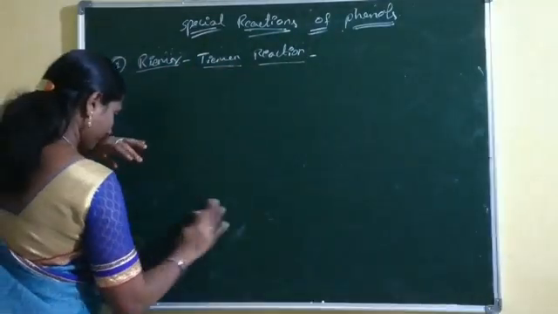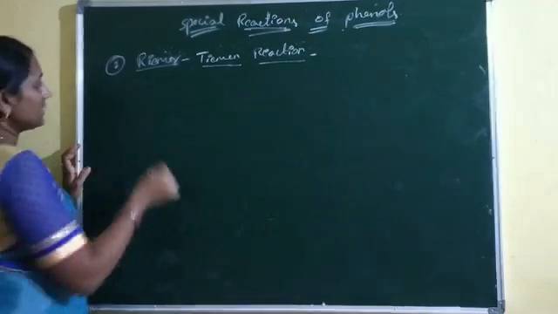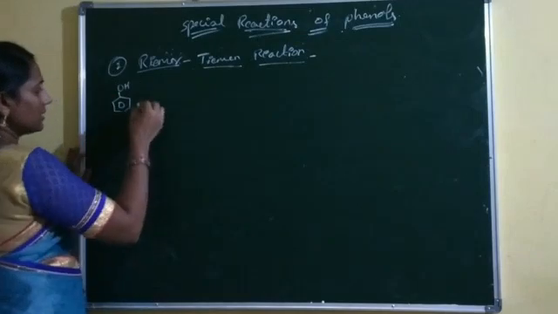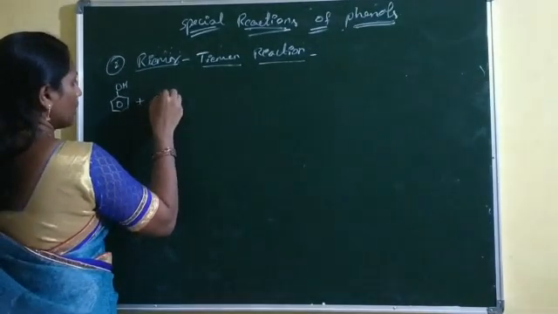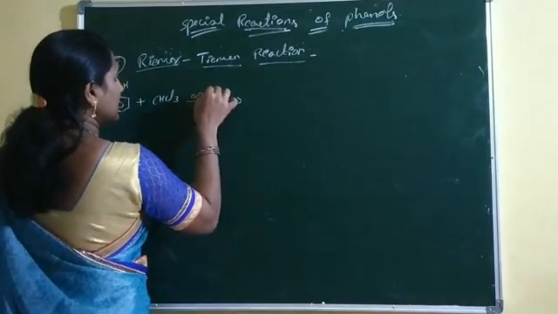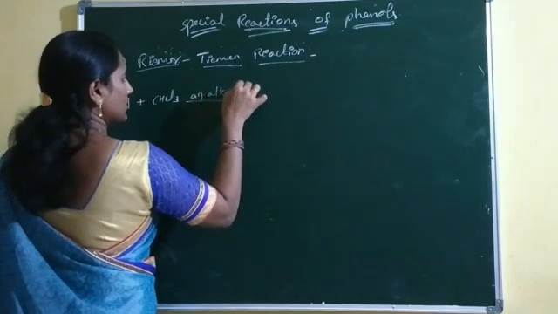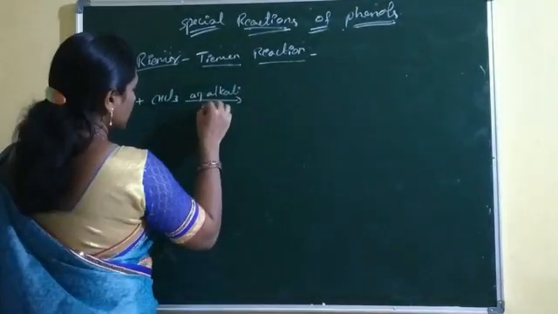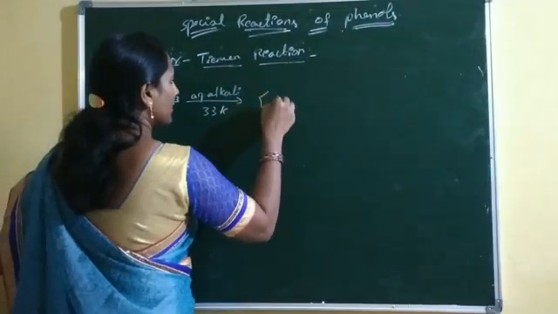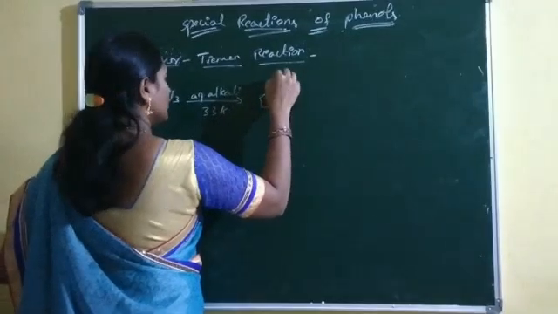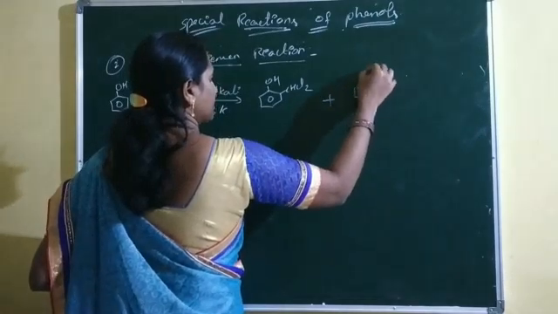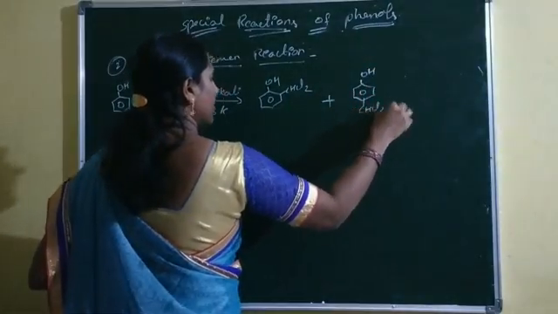In the Reimer-Tiemann reaction, you take phenol as the reactant. Phenol is treated with chloroform under alkali conditions at 333 kelvin to form the ortho-hydroxy product and the para-hydroxy product.